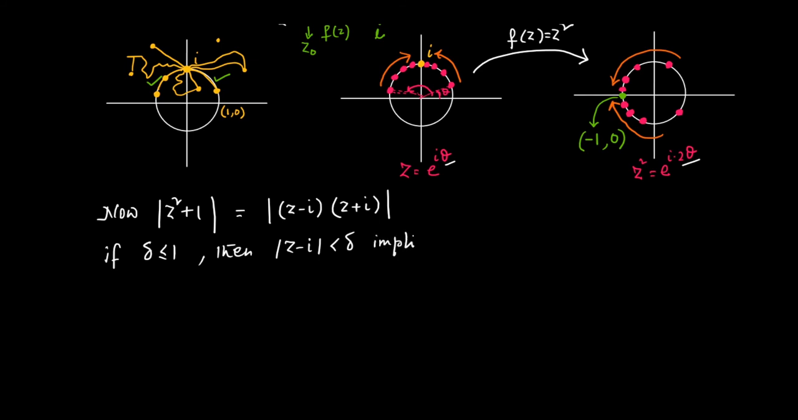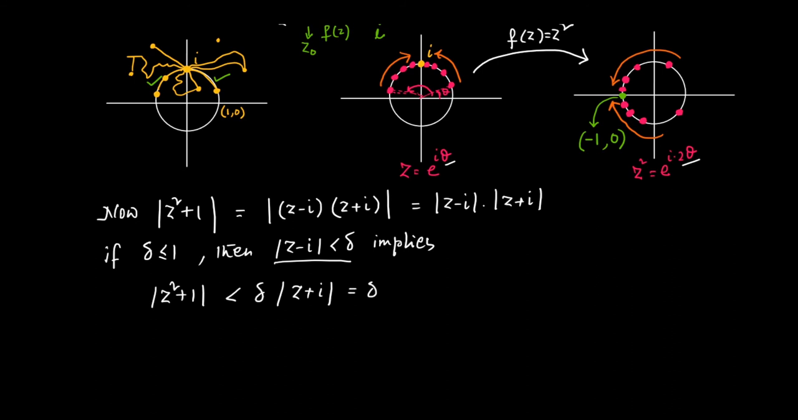implies, because remember, this can be written as mod of z minus i into mod of z plus i. So this implies mod of z minus i less than delta implies mod of z square plus 1, if I plug in this inequality in the above line, so we will get mod of z square plus 1 less than delta into mod of z plus i. Simple calculation. This will be again, I can manipulate this as equal to delta into, say, I'm manipulating this term as z minus i plus 2i. I'm manipulating this term in this way.